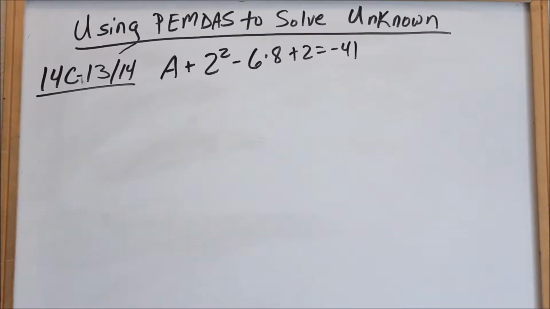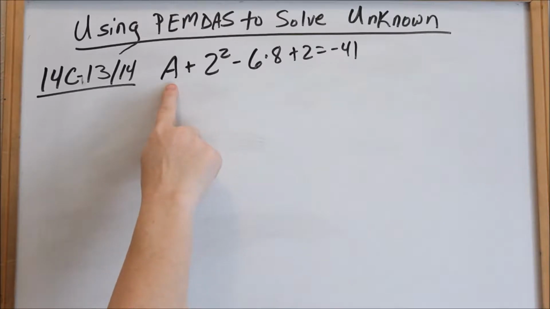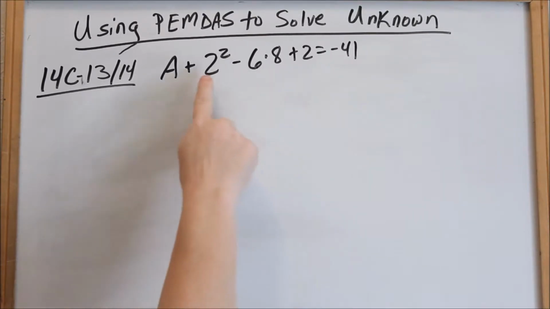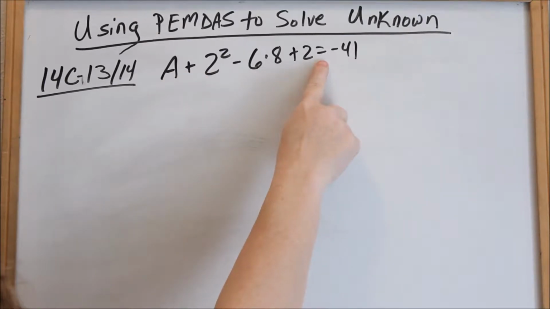Okay, now we're going to use PEMDAS to solve for the unknown. So you still learn PEMDAS, and now you do that when you're solving for the unknown. Looking at 14C, number 13, we have an unknown here, A. But do you see how we have a lot of different operations? We have an exponent, we have multiplication, but we have an equal sign now.